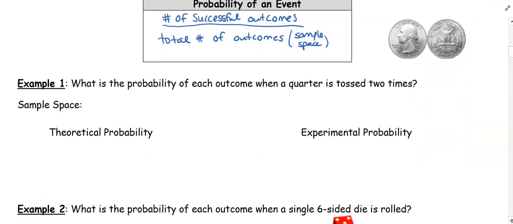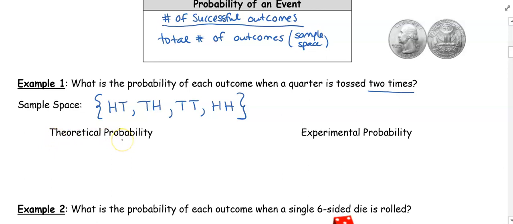So our first example here: what is the probability of each outcome when a quarter is tossed 2 times? We briefly touched on this a couple seconds ago. Sample space: if I'm flipping a coin, we know it's either heads or tails. But I'm going to be flipping it 2 times. So I could have heads the first time and then tails. Or I could have tails and then heads. Or I could have tails and then tails. Or heads and then heads. That's the only combination that you could have there. So if you're flipping a coin, there are 4 different ways to flip a coin 2 times.